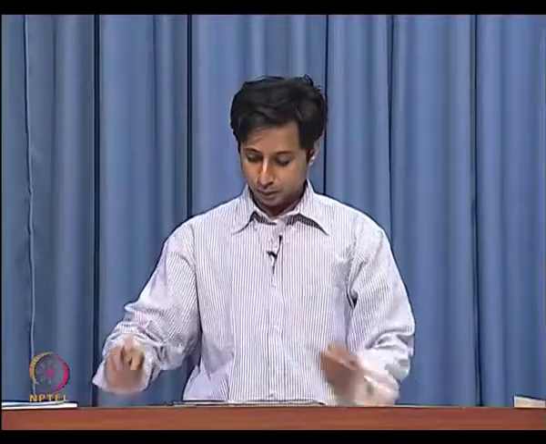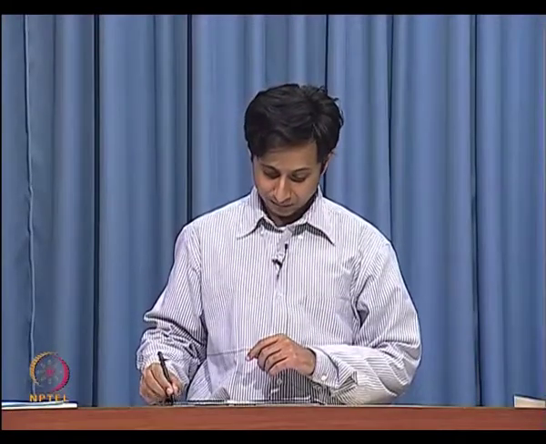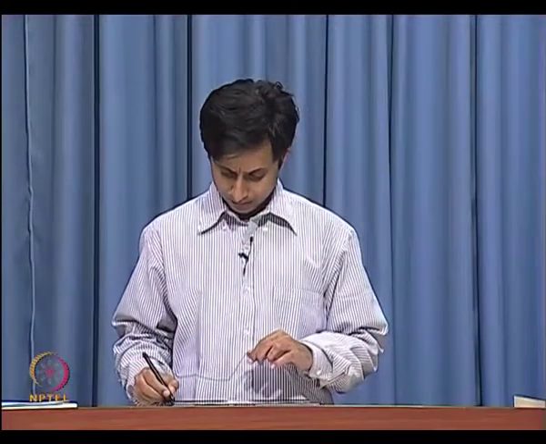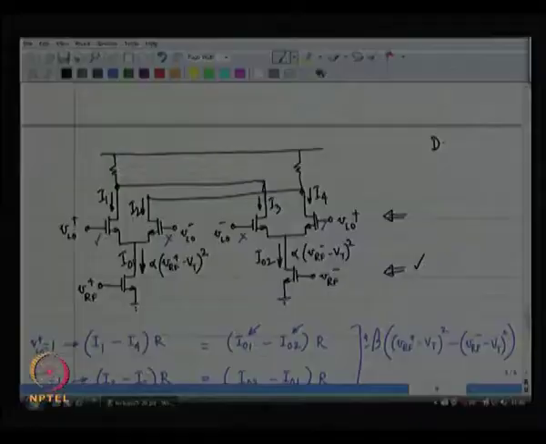Hello and welcome back to CMOS RFIC circuits, CMOS RF integrated circuits. This is lecture 26. We were doing mixers, multipliers, that was our module 9, and what we have been talking about is that we have basically developed a double balanced Gilbert cell mixer. This is a double balanced Gilbert cell mixer.